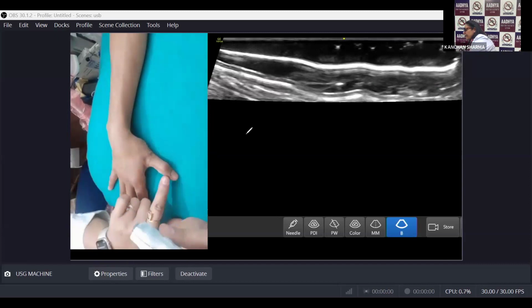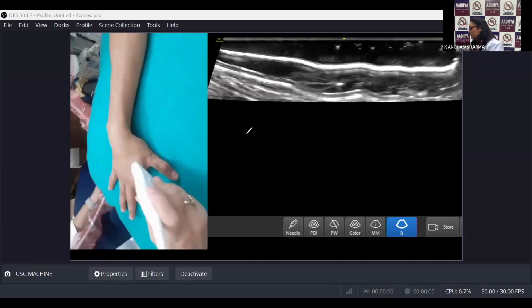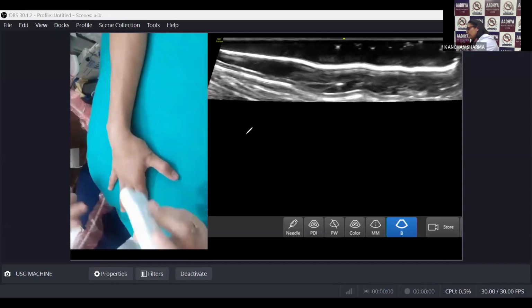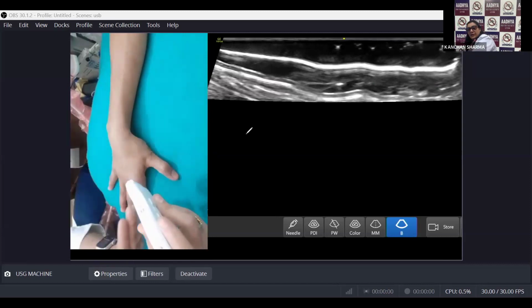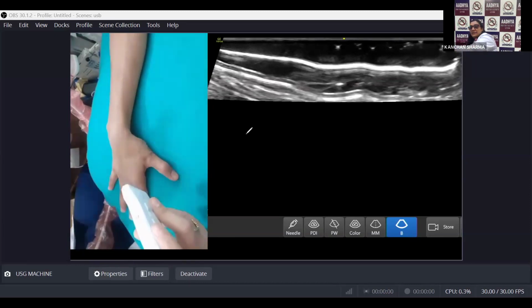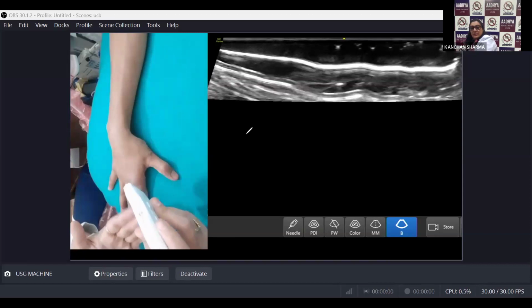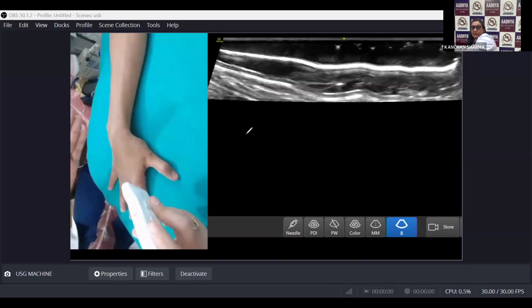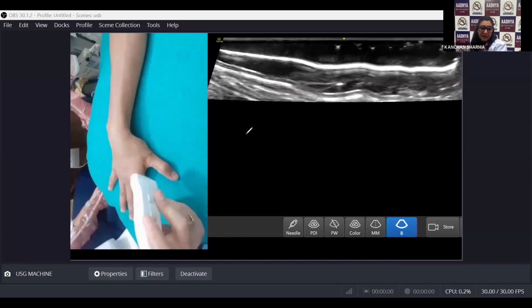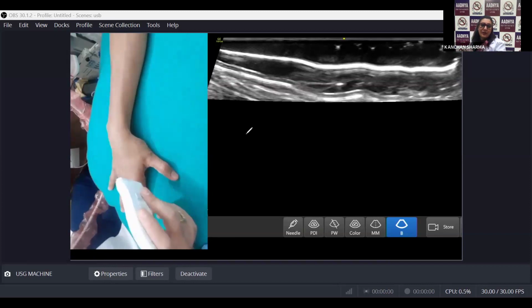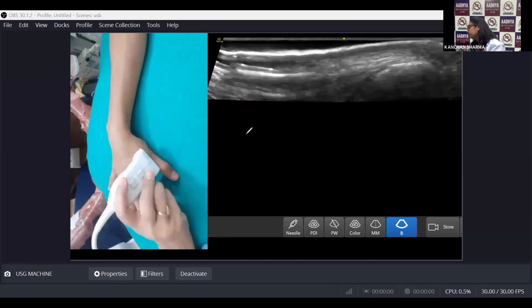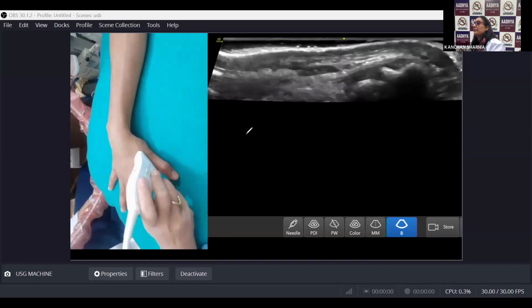So I'll just ask him to flex so that this becomes taut. And again, I will put my probe in the craniocaudal direction, because I will be looking at the longitudinal axis of the tendon. So this cranial side is towards him and the caudal is towards me. Cranial is towards the volunteer, the forearm, and the caudal is towards me. Then I will orient it and make the cranial towards the roof and the caudal end towards the floor. Okay, so I'm just keeping it like this.